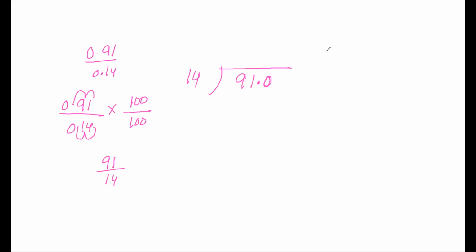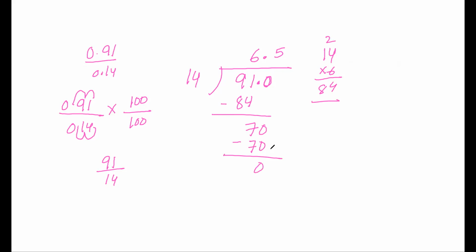14 times, what did we take before? What was the answer, girls? 14 times 6 is 84. So I took 14 and 6. 84. I have 7 and 0. That is 14 times 5 is 70. Now you understood? Yeah.